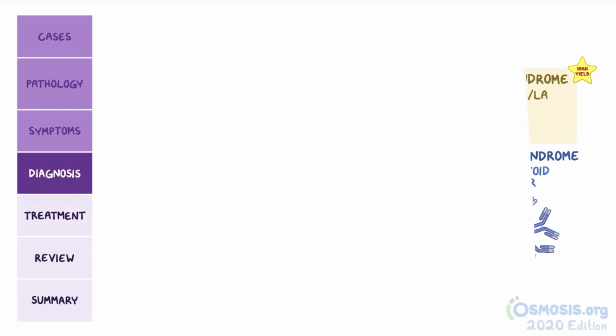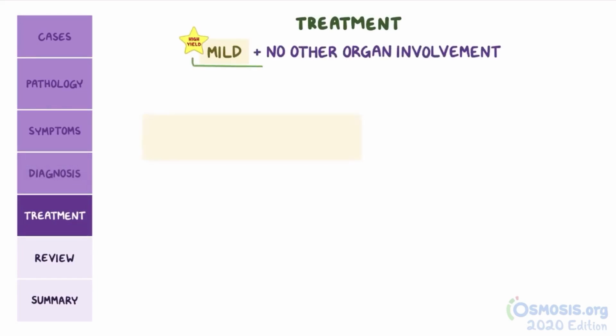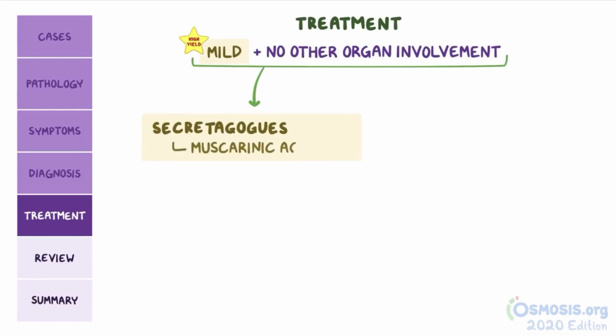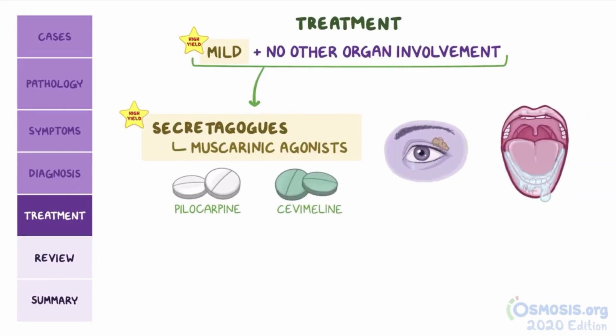Okay, for treatment. Individuals with mild Sjogren's syndrome, without other organ involvement, can be treated with secretagogues. This includes muscarinic agonists, such as pilocarpine and cevimeline, that can increase the production of saliva and tears. Artificial tears for eye dryness can also help relieve symptoms.